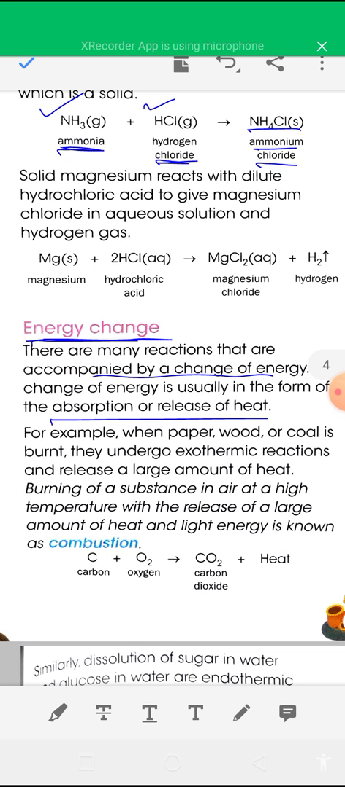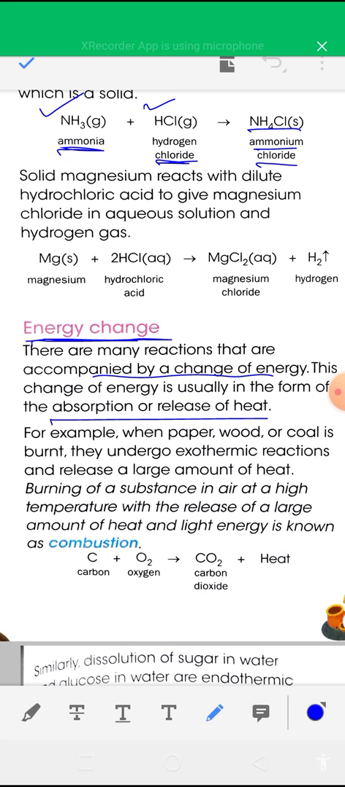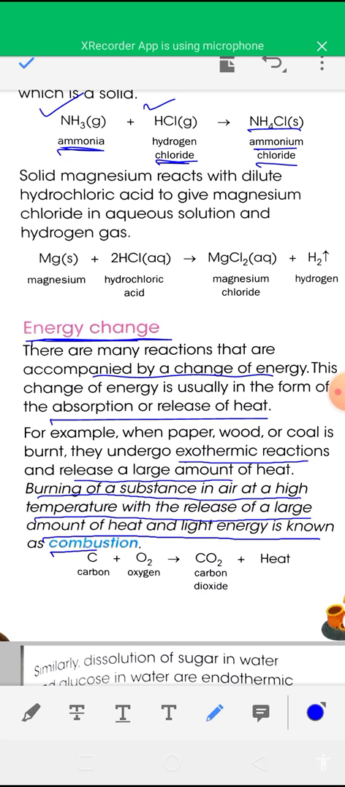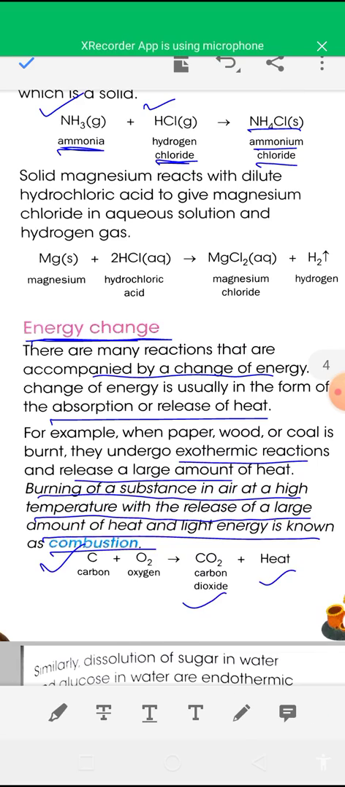For example, when paper, wood, coal is burned, they undergo exothermic reaction and release a large amount of heat. Burning of a substance in air, that is in presence of oxygen at high temperature, with the release of a large amount of heat and light, is known as combustion reaction. For example, when carbon reacts with oxygen, it will produce carbon dioxide and heat. This is an example of exothermic change.